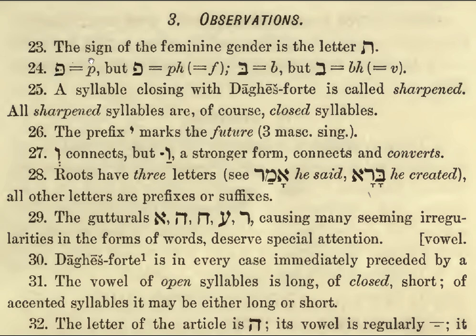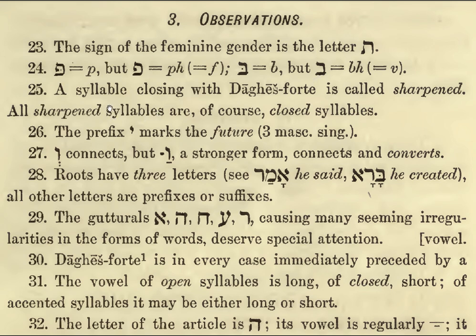Observations. The sign of the feminine gender at the end of a word is the letter T. This is pronounced P without the dot, it's F. If you think about this as a plug in the kitchen sink, when the plug's there, the water can't flow through, and so it's P. If the water is air, here the air can flow through, and so it's F. P for plugged, F for flow. In Spanish and Portuguese, these are both pronounced B. In modern Hebrew, they are B and V.